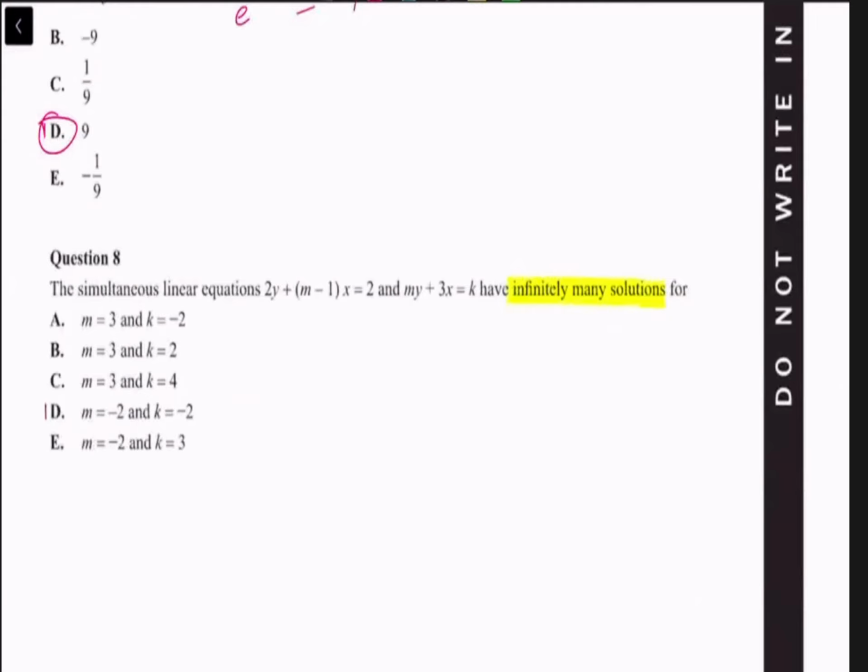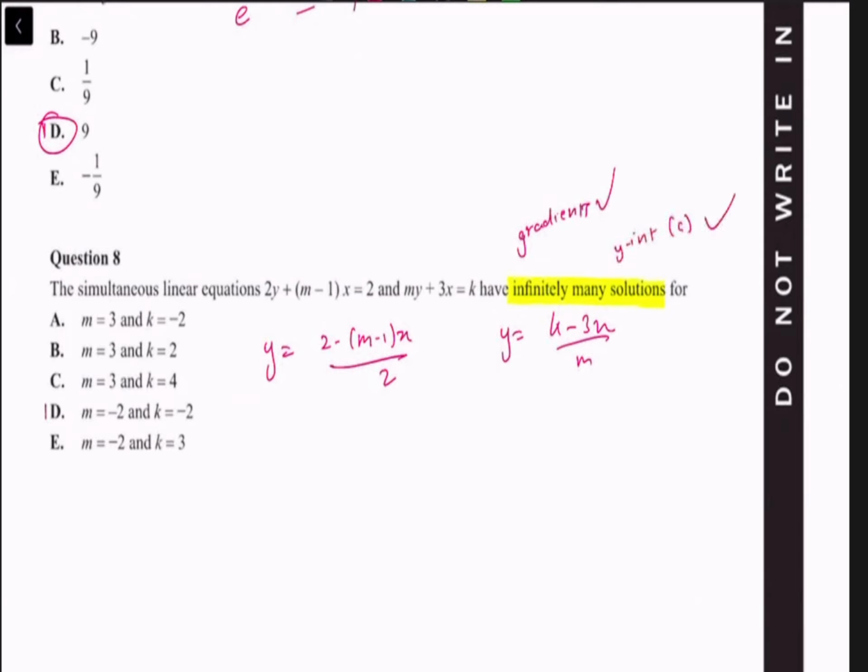So simultaneous equations. If they have infinitely many solutions, that means they're the same line. So if we rewrite this in a way we can understand, it's y equals something on 2, and the other one is y equals k minus 3x on m. If there are infinitely many solutions, then the gradients have to be equal. And the y-intercept, so the c value, also has to be equal.